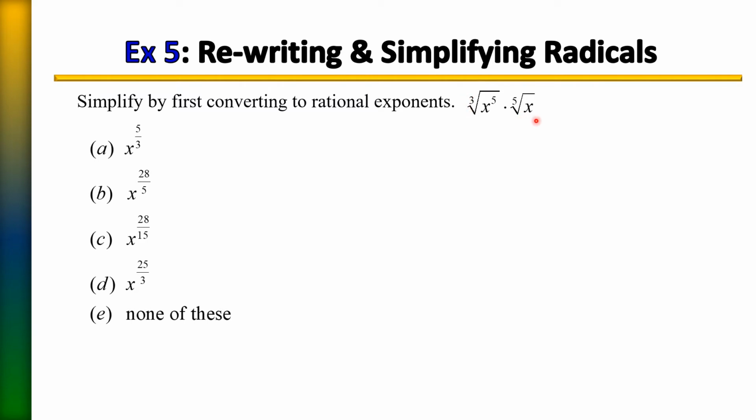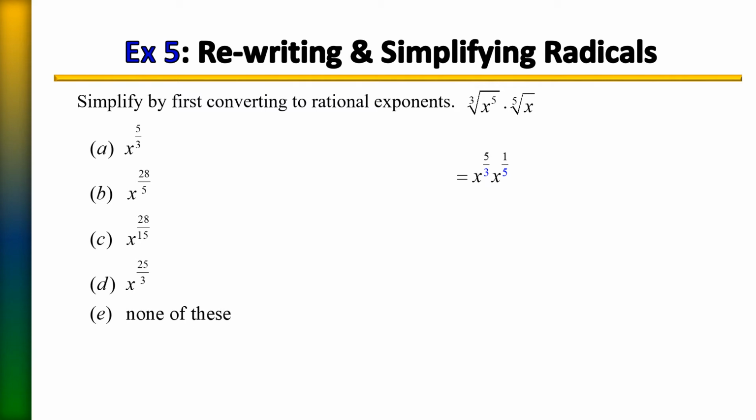On the second radical, it is not raised to any power here. When it's not raised to a power, we use 1 as its power, because anytime you raise something to the 1 power, it does not change the value of it. So the top of the fraction for the second expression will be 1. For the bottom, the root, that's a 5th root. So that's going to be x raised to the 1/5 power.